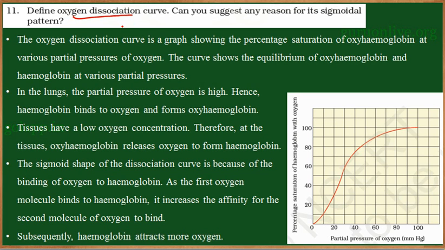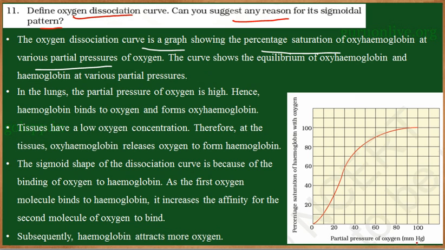Define oxygen dissociation curve. Can you suggest any reason for its sigmoid pattern? So students, let us learn about the oxygen dissociation curve and the pattern why it takes a sigmoid curve. The oxygen dissociation curve is a graph showing the percentage saturation of oxyhemoglobin at various partial pressures of oxygen.